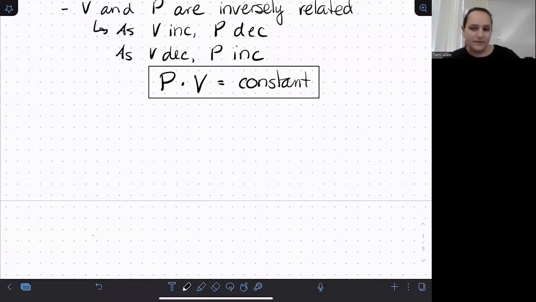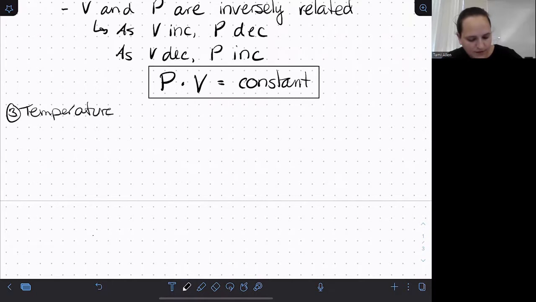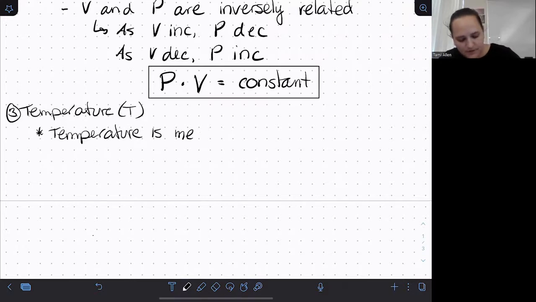The third and final factor that we're going to talk about is temperature. So temperature is symbolized with a capital letter T. And before we can really talk about how temperature affects pressure, we need to understand more about what temperature is really measuring at the molecular level. So temperature is actually a measurement of kinetic energy in a substance.